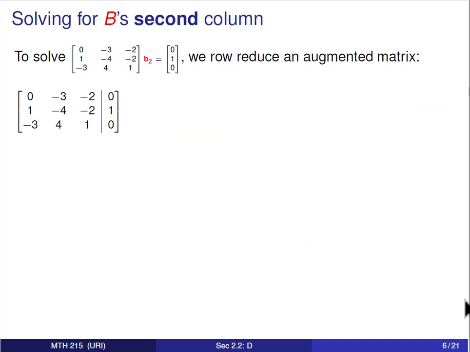Now let's move on to the second column. We want to solve a problem that starts off the same way, except we're using B2, and we're using the second column of the identity matrix. So if you like, go ahead and pause the video here. We'll reveal it in a second.